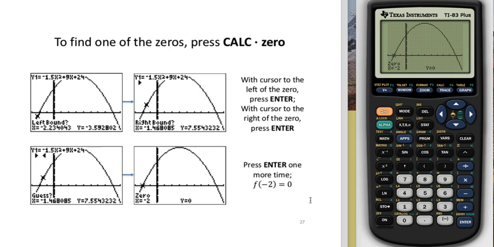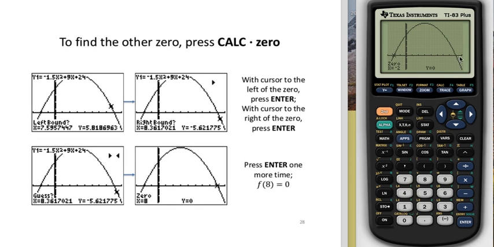Now, let's go ahead and do it a second time. To find this x-intercept over here, we're going to run Calc 0 again. I am to the left of the x-intercept, and I need to just select the left bound, but I am going to move myself over closer to that x-intercept that I'm interested in. Anywhere in here is fine. I'm to the left of my x-intercept. So hit enter to select it, and then it asks me for a right bound.